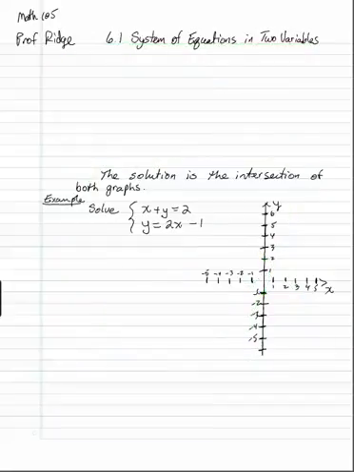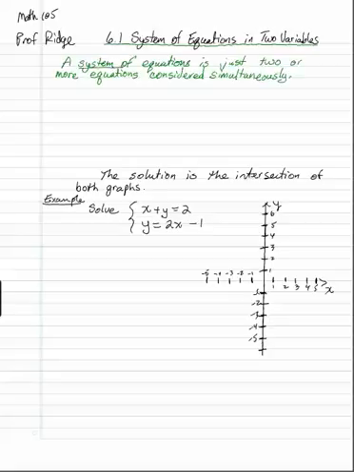Today's lesson is on section 6.1, Systems of Equations in Two Variables. Now this should all be review for this section. We're just going to cover the first three methods you learned, which are graphing, substitution, and elimination. A system of equations is just two or more equations considered simultaneously. Okay, so that's the key.